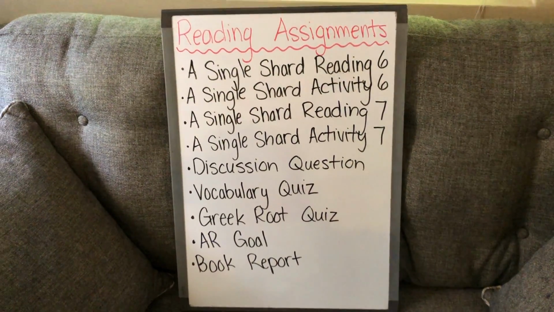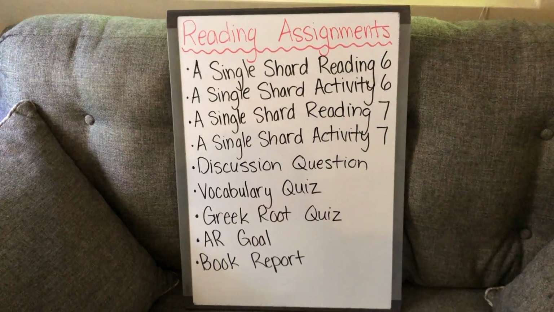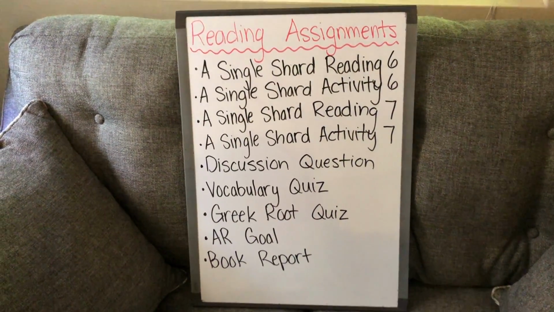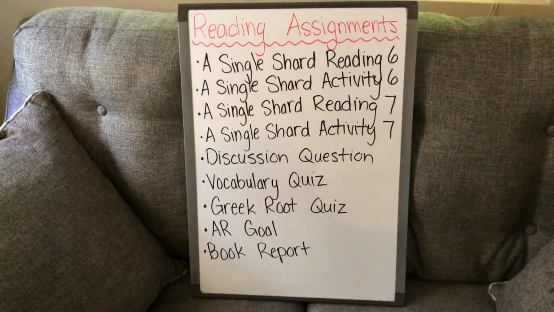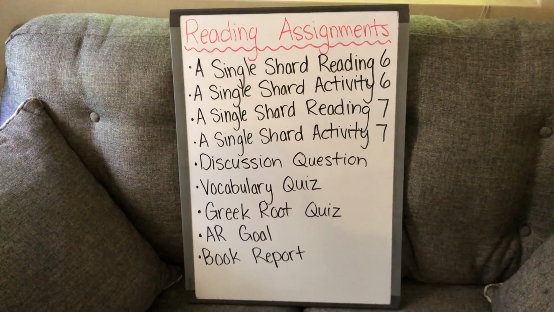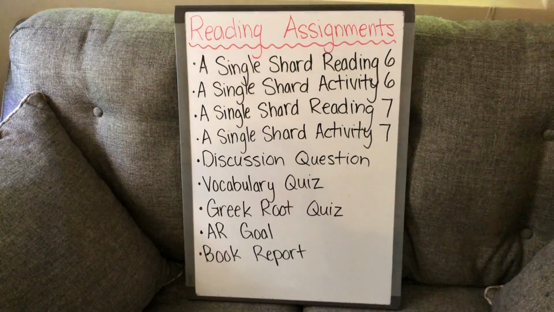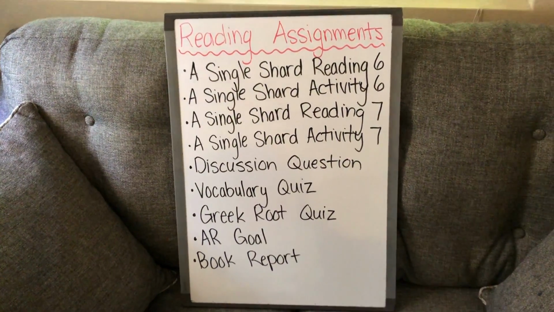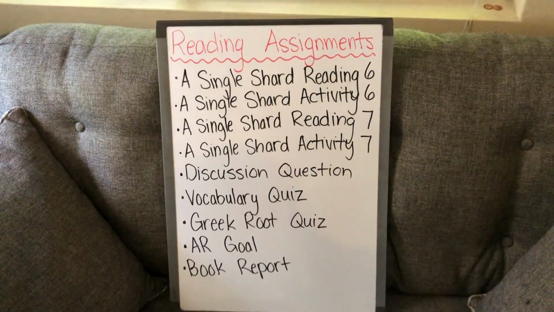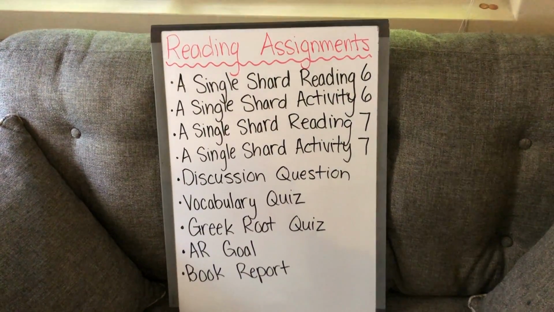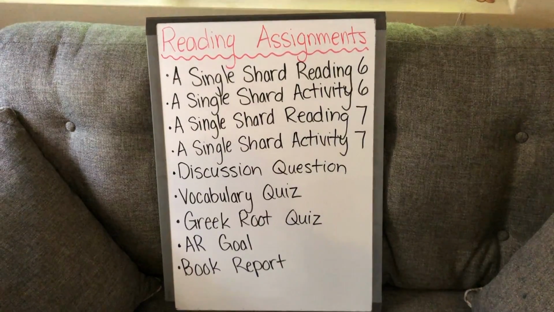Your reading assignments for this week are A Single Shard Reading 6, which is chapters 11 and 12; A Single Shard Activity 6, where you will be analyzing theme; A Single Shard Reading 7, where you will read chapter 13 and the author's note; and A Single Shard Activity 7, where you will summarize the resolution of conflict.